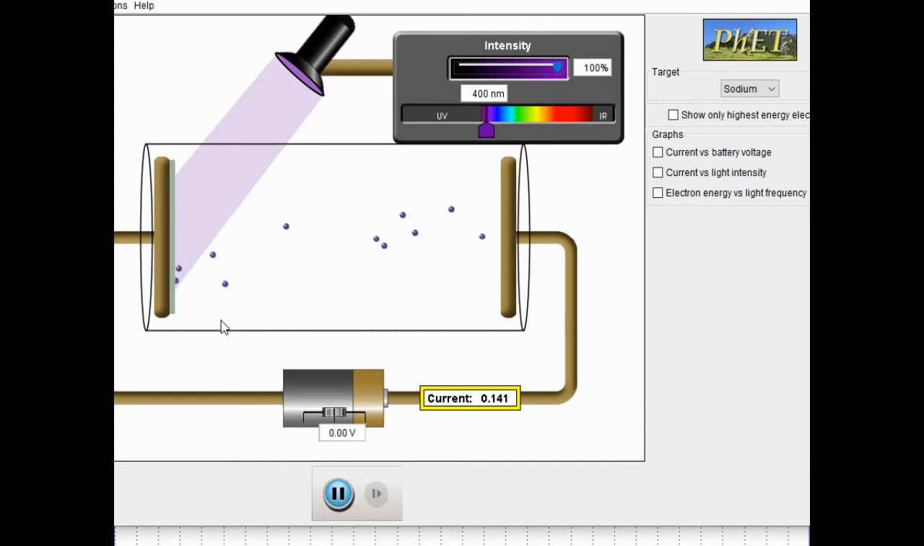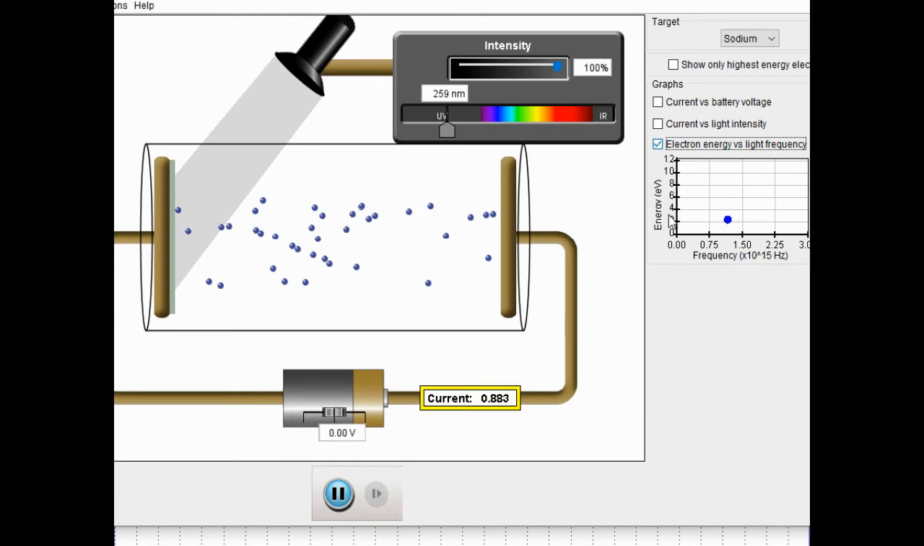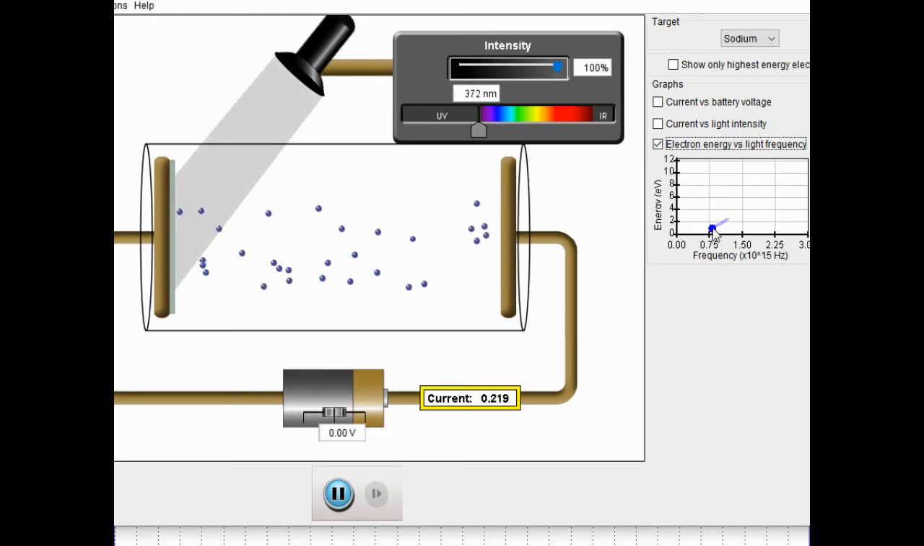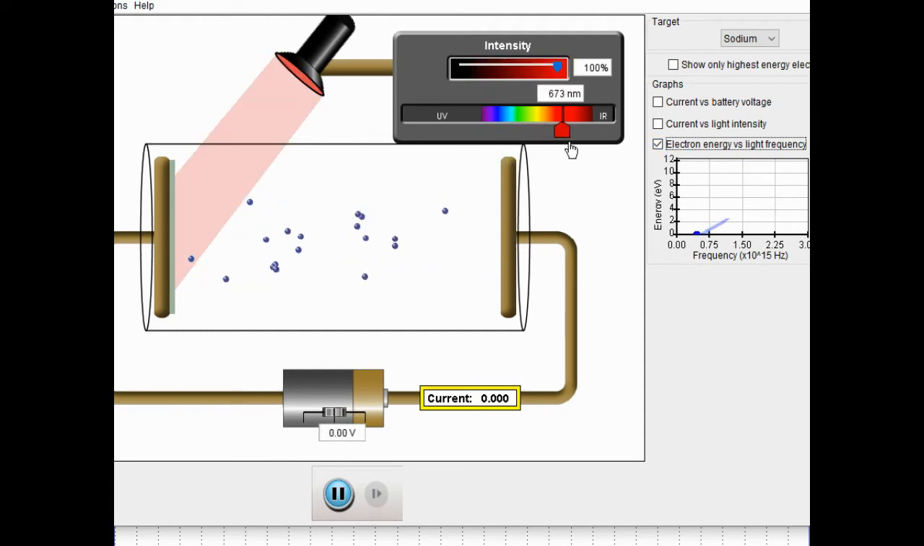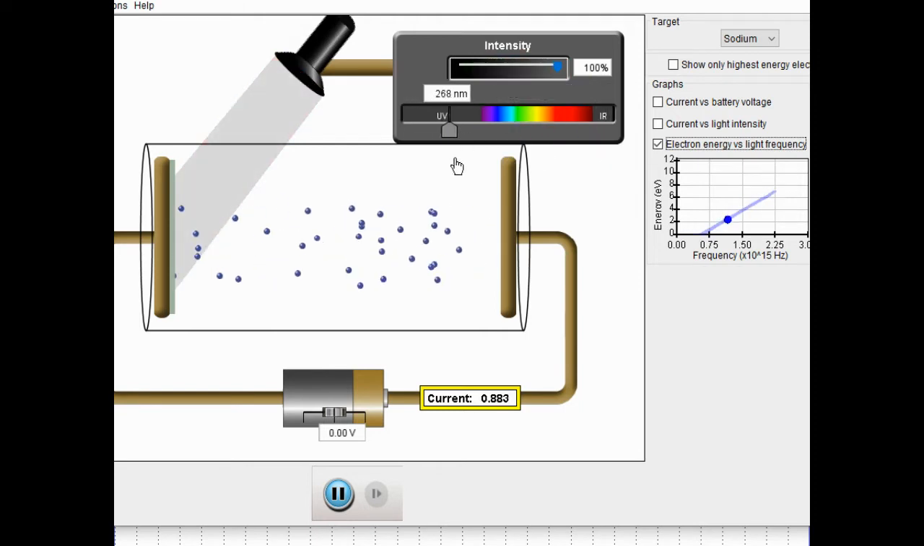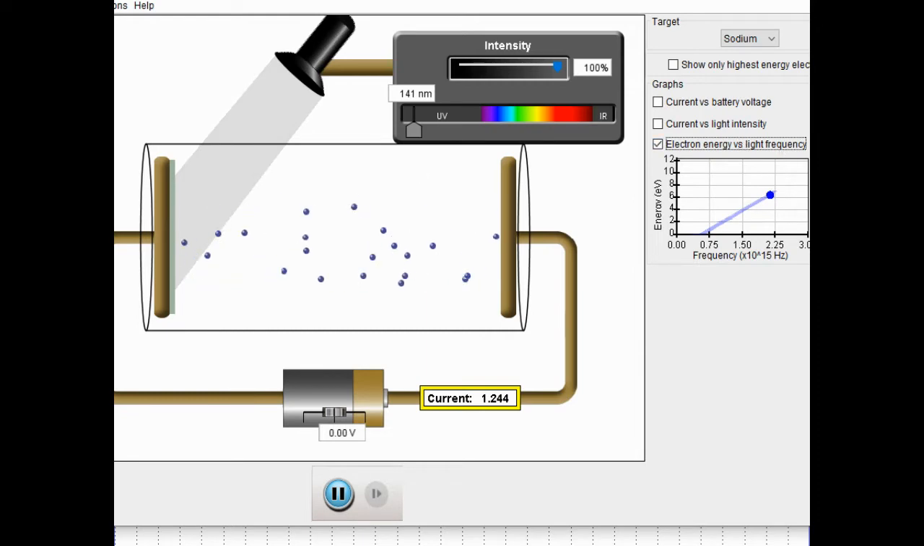Now, how can I record the kinetic energy of electrons? In this simulation, there is this graph, electron energy versus light frequency. When I press on it, you will see that graph. Changing the wavelength, notice that this dot changes position because frequency changes and kinetic energy as well. So I'll move from infrared to ultraviolet and back so you can see the line. There is a nice option here in which I can take a snap of that graph. I'll move it to this part here where the region is going to be recorded as a video.